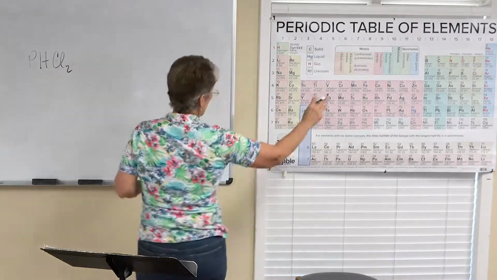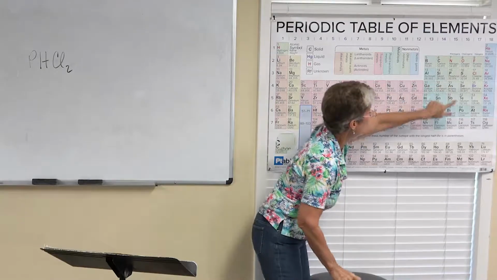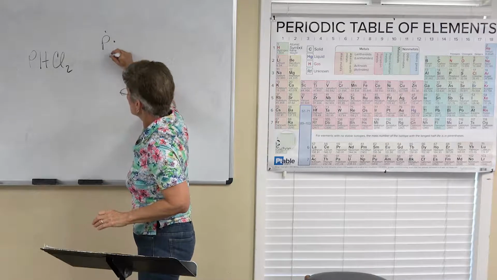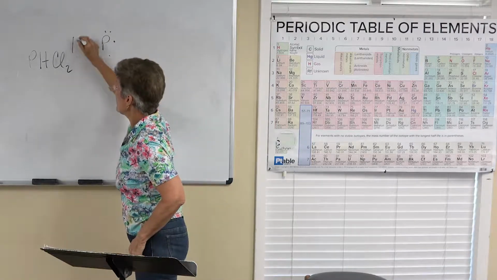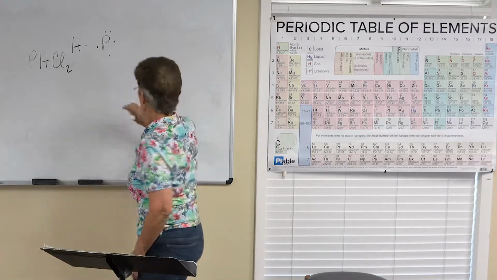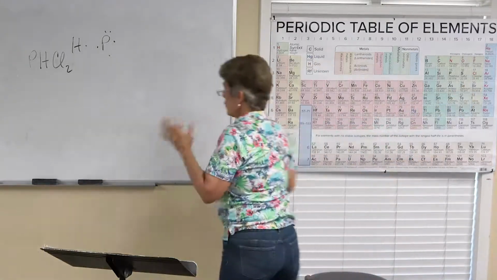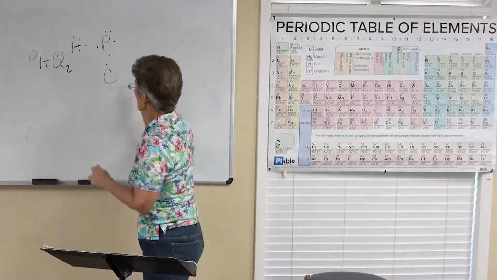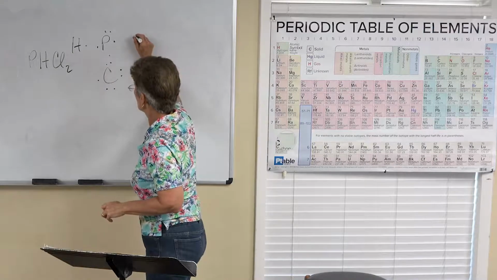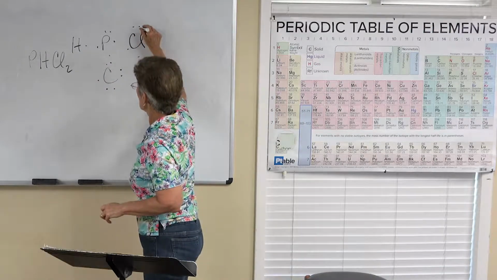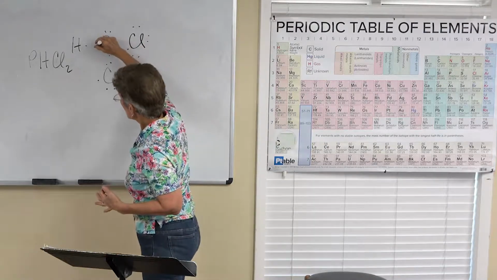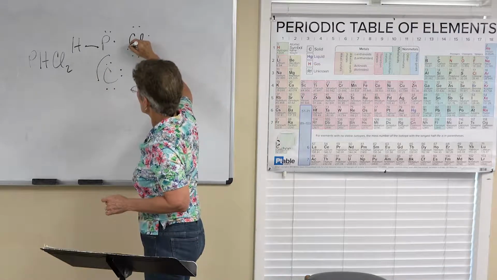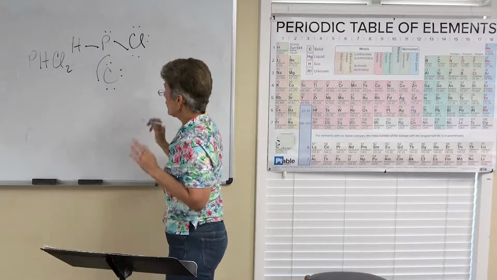So let's see, we have phosphorus over here, which is in group 5. So phosphorus has 1, 2, 3, 4, 5. Hydrogen we know has 1. Chlorine is down here, and so it's got 7, 1, 2, 3, 4, 5, 6, 7, and the other chlorine also has 7. Okay, this is going to connect, and here we're going to connect, and here we're going to connect. Wow, that worked out. So let's rewrite that.